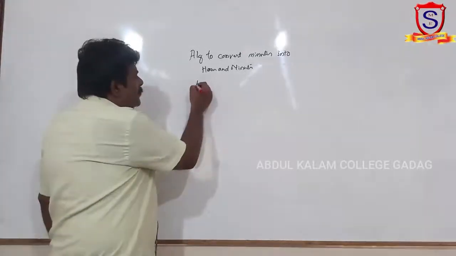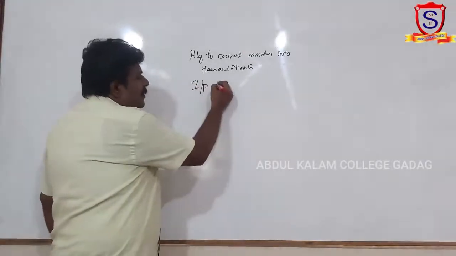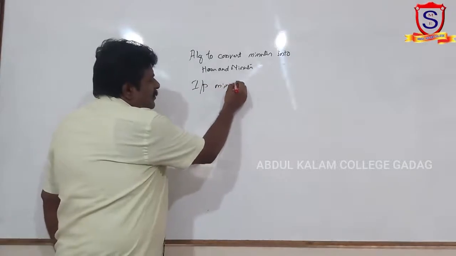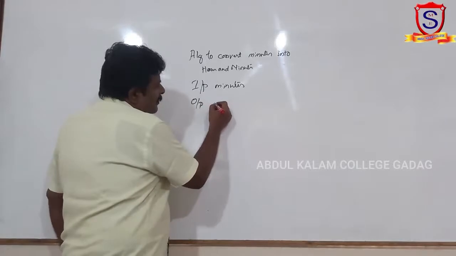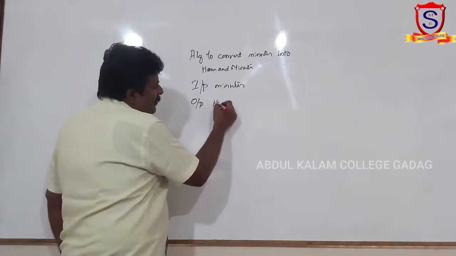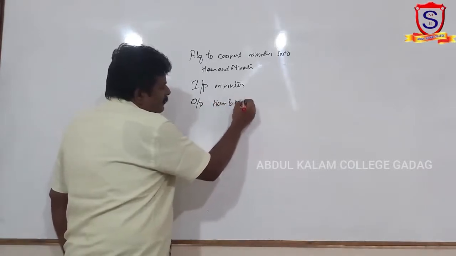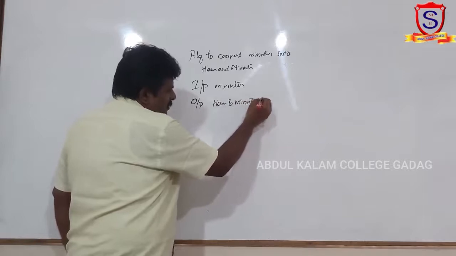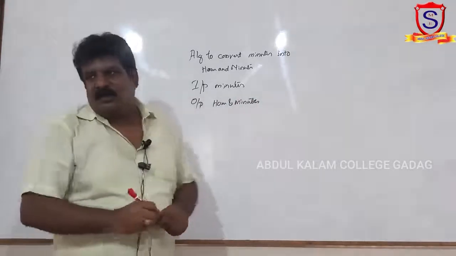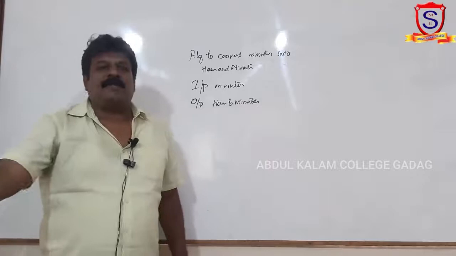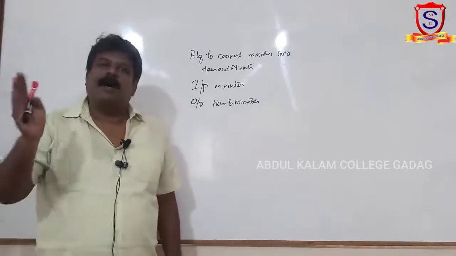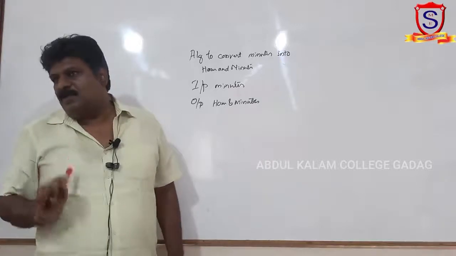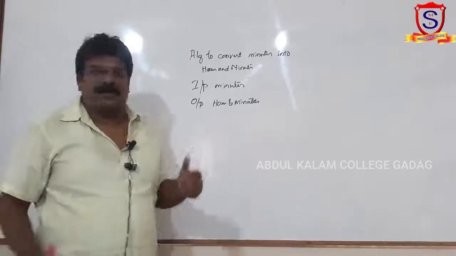So what is the input? Input is minutes. What is the output? Hour and minute. Understood? User is going to give us a minute, where this minute should be converted into hour and minute. So this is the motto of this algorithm.